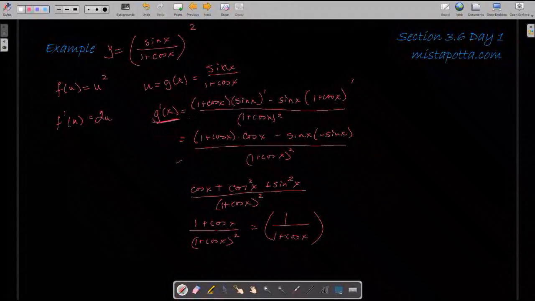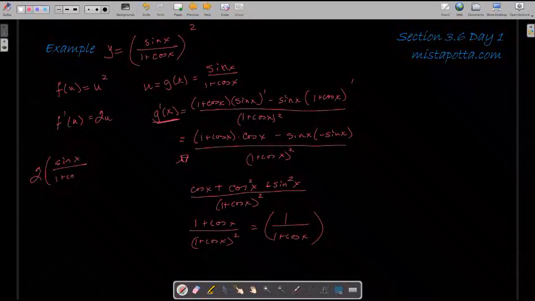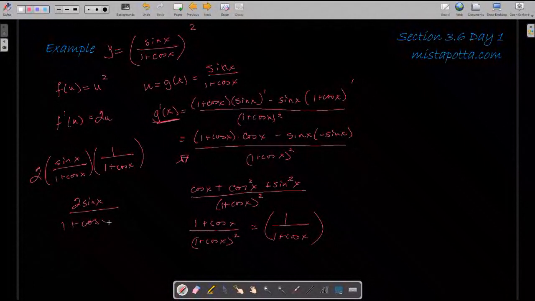Now it was perfectly fine for me to stop at this point. But if I continue doing the algebra, I've got a much simpler function that's going to be multiplied by 2u. U in this case was my original g, sine of x over 1 plus cosine of x, which I'm multiplying by g prime. And you see that I've got 2 sine x in the numerator and 1 plus the cosine of x squared in the denominator.